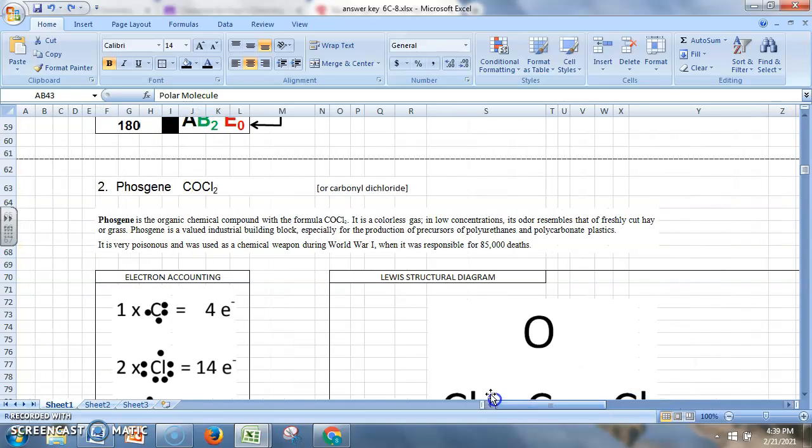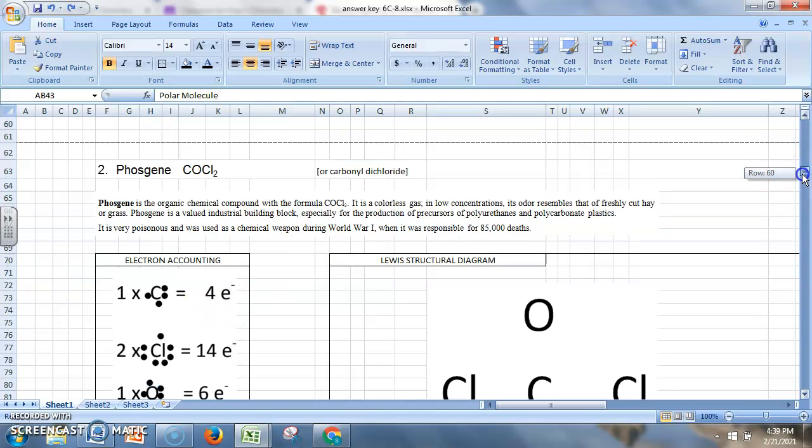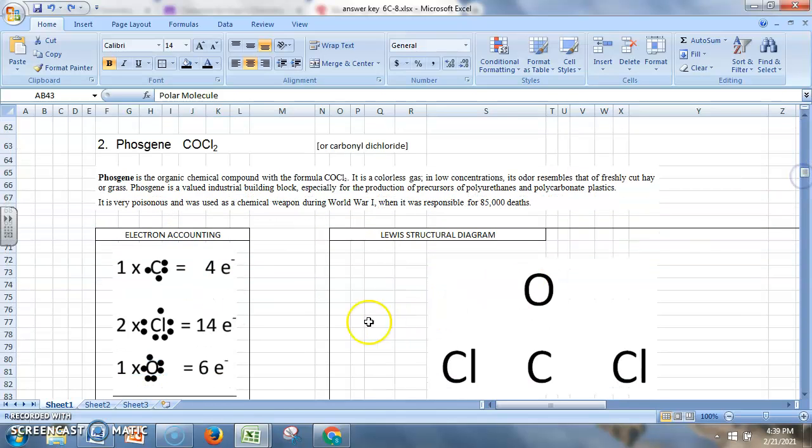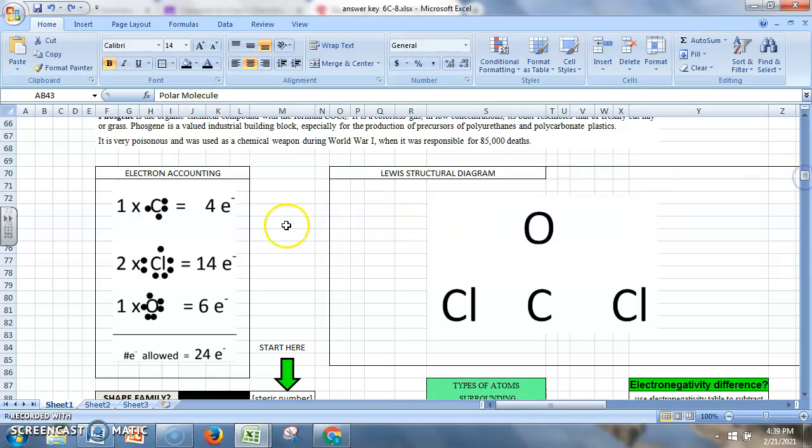The next problem is asking us to determine the shape for phosgene, COCl2, sometimes called carbonyl dichloride. We have one carbon with 4 electrons. We have one oxygen with 6 electrons. We have 2 chlorines with 7 electrons each for 14. So the total number of electrons we have to work with here is 24.